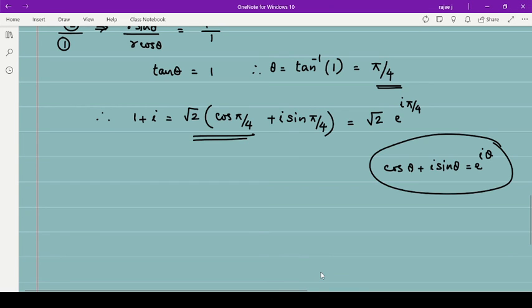Now for another example, say if I want to write root 3 into cos pi by 3 plus i sin pi by 3, then this will be equal to root 3 into e raised to i pi by 3, since theta is pi by 3 here. Like that we can write simultaneously in the polar form and the exponential form. This is very useful in solving problems.